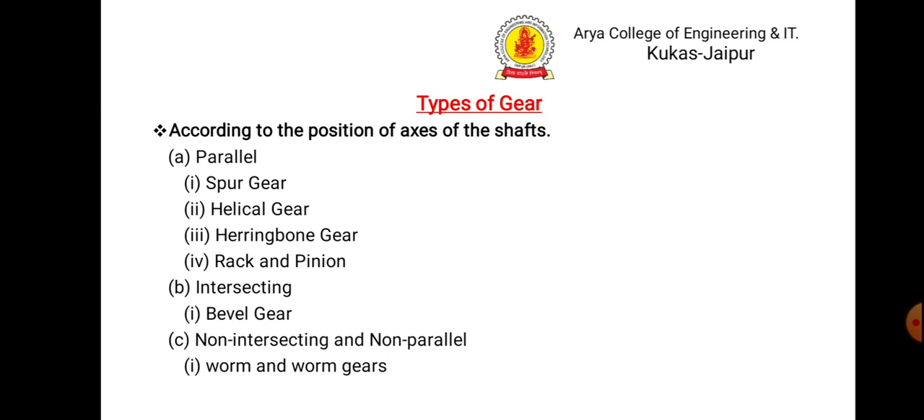So, according to position of axis of the shaft, the gears are classified as: when the shaft is parallel, then this is spur, helical, herringbone, rack and pinion. Shaft may be intersecting, bevel gear. Shaft may be non-intersecting and non-parallel, the worm and worm gears. So let us discuss one by one.